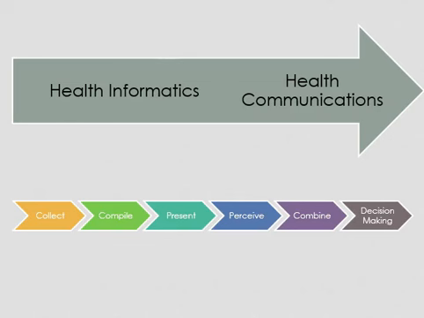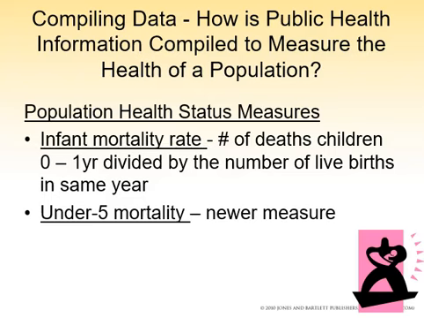We've talked about collecting the data, so how do we compile the data? In other words, how is public health information compiled to measure the health of a population? Measurements that summarize the health of populations are called population health status measures.